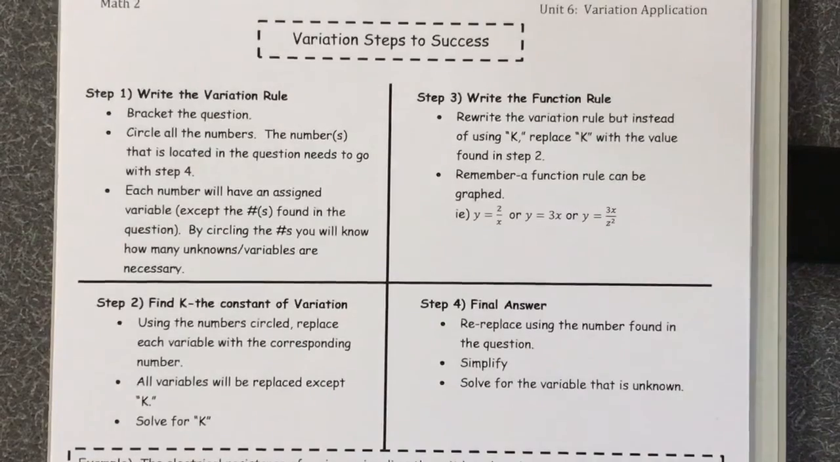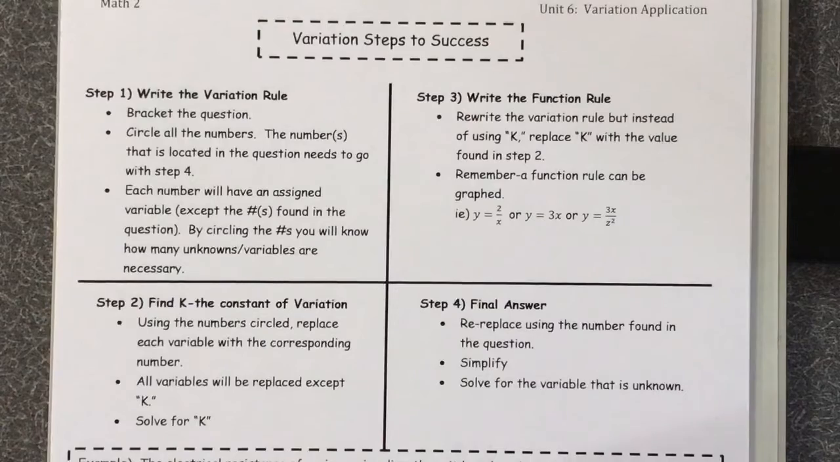Step 3, write your function rule. So rewrite the variation rule, but instead of using k, replace k with the value you found in step 2. Remember, a function rule is something that you can graph. So y equals 2 over x, or y equals 3x, or even y equals 3x over z squared.